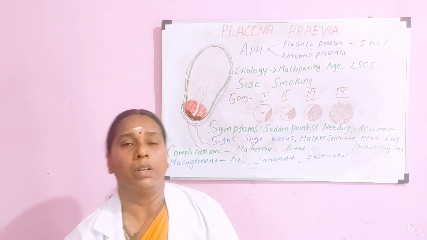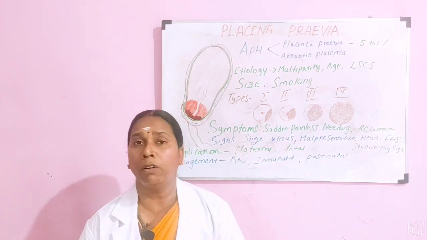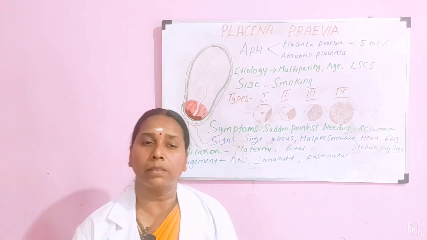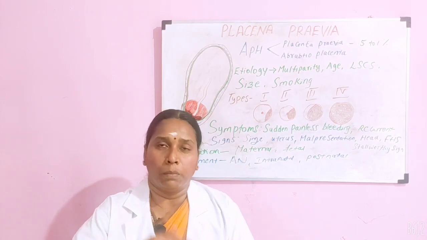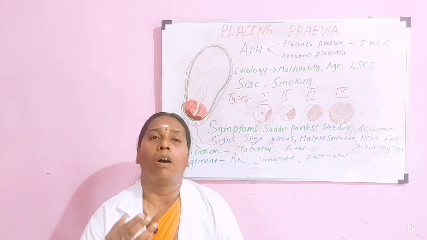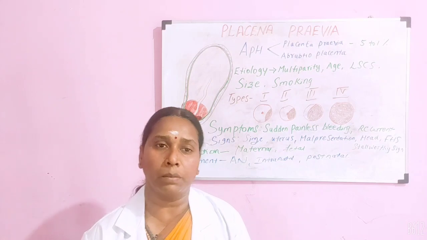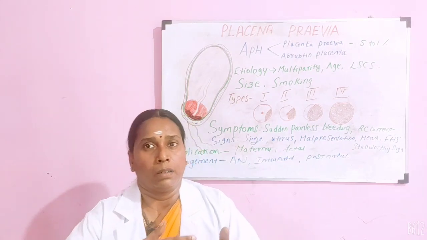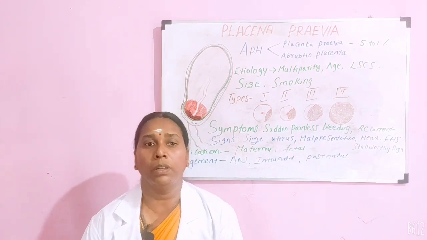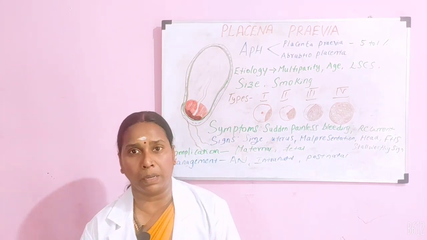And during labor, the woman may have premature rupture of membranes. Because of that, many times there may be a cord prolapse and slow dilatation. Sometimes because of the low-lying placenta, there may be an operative interference, like a forceps delivery or a vacuum delivery. And during the postnatal period, you can expect postpartum hemorrhage and retained placenta.